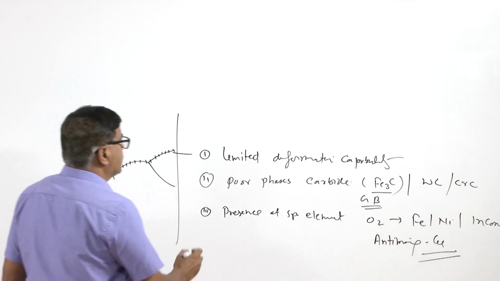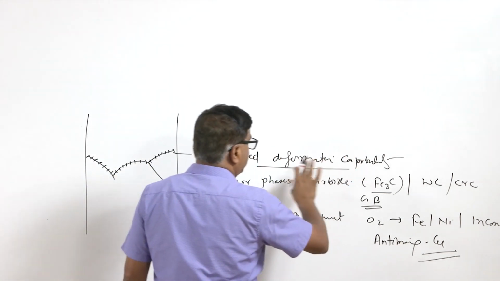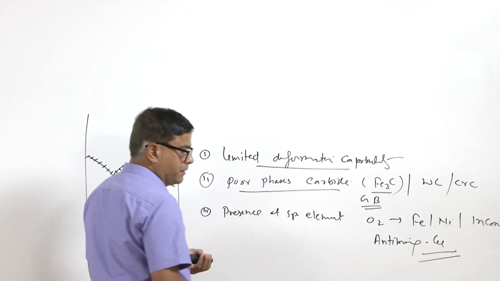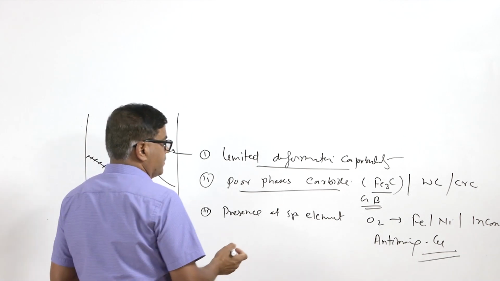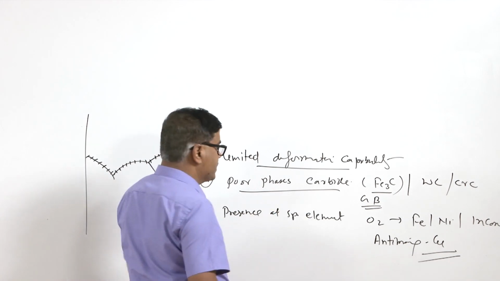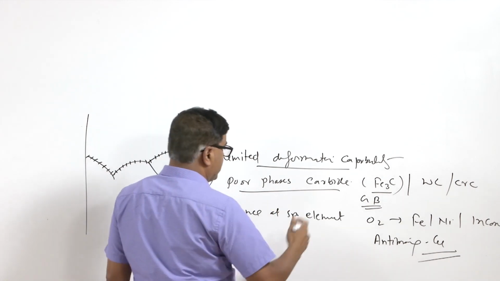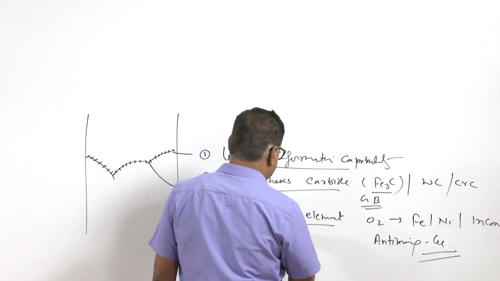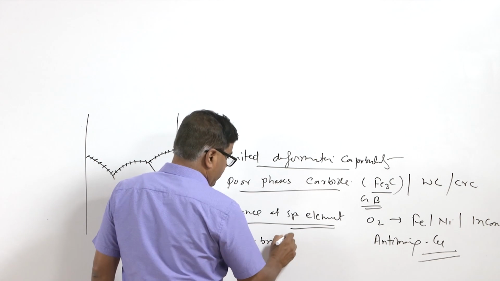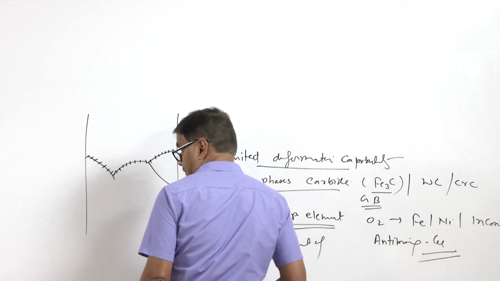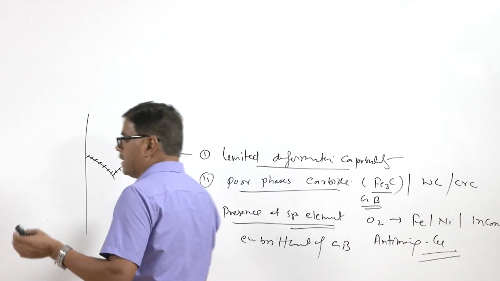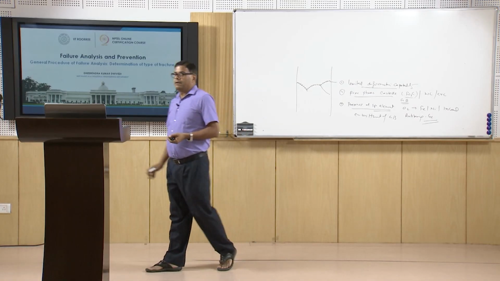So, these are the three things: either the metal system present at the grain boundary has limited deformation capability, or the phases are very poor in terms of load carrying capability and ductility. So, they provide an easy site for the nucleation of voids and subsequently their coalescence can lead to intergranular fracture, or the presence of a specific element. So, these will be leading to embrittlement of the grain boundary area to cause the intergranular fracture.